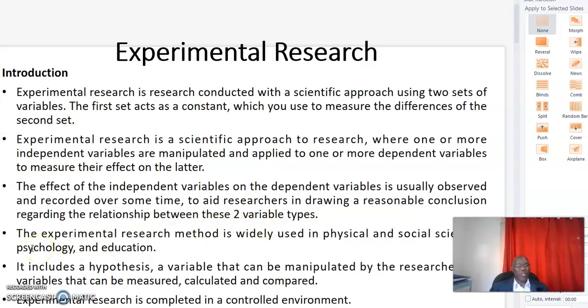It can also be said to be a method which is widely used in physical and social sciences, psychology, and education. It includes a hypothesis, a variable that can be manipulated by the researcher, and variables that can be measured, calculated, and compared. Experimental research can also be said to be completed in a controlled environment.